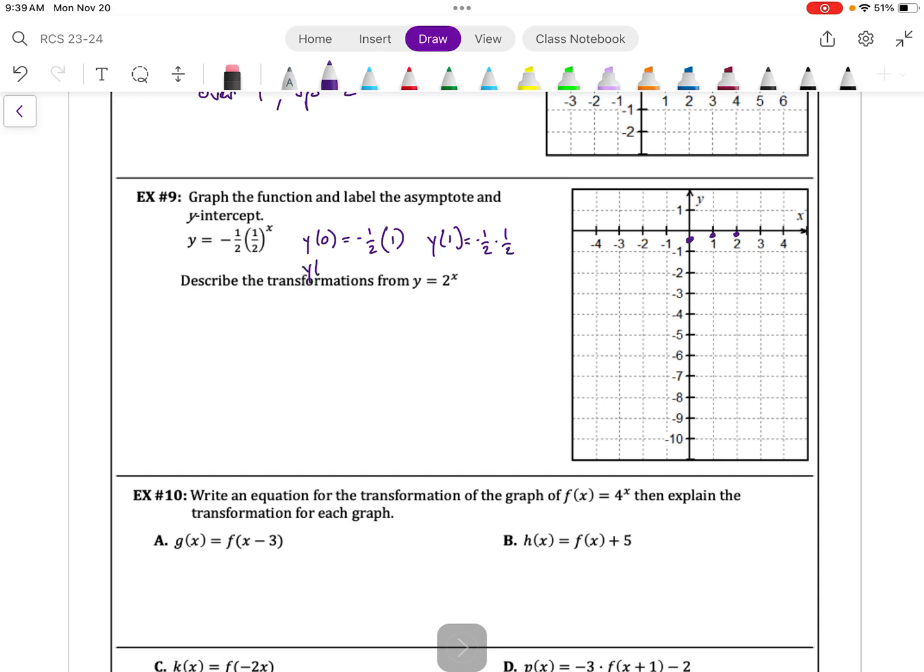If I did y of -1, I'm going to get -1/2 times 2. That's going to go to -1. And I'll do y of -2 as well. Y of -2 would get me -2. And -3 would be -4.